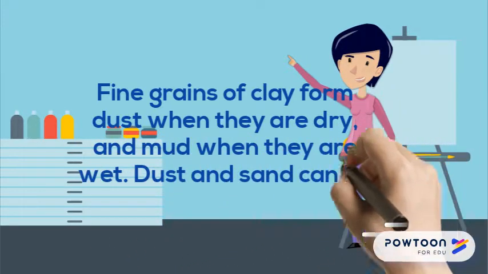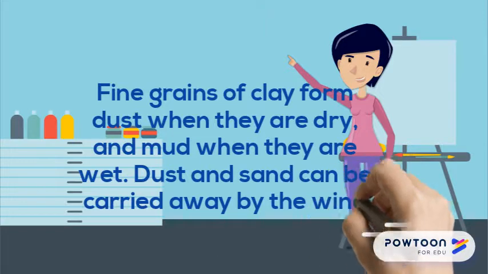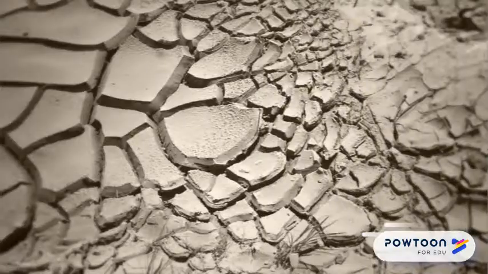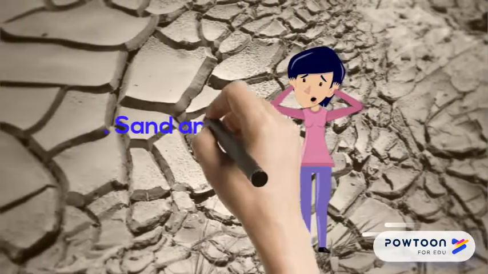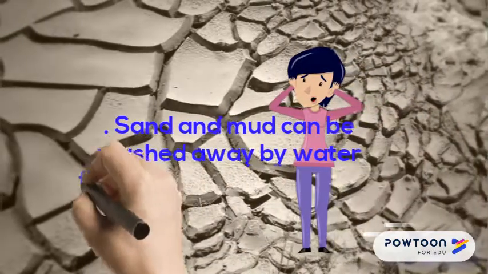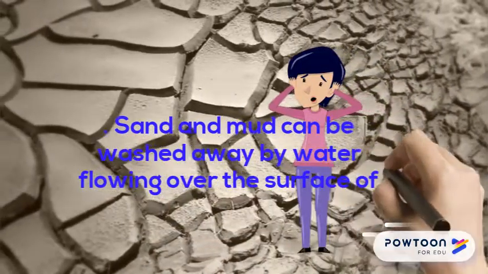You might have felt the sting of these small grains of rock blowing into your eyes or against your skin on a windy day. Sand and mud can be washed away by water flowing over the surface of the earth after it has rained. They are carried down a river.